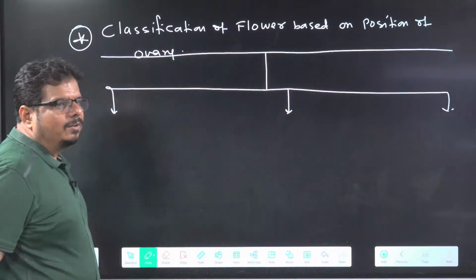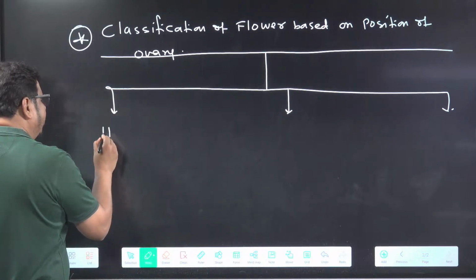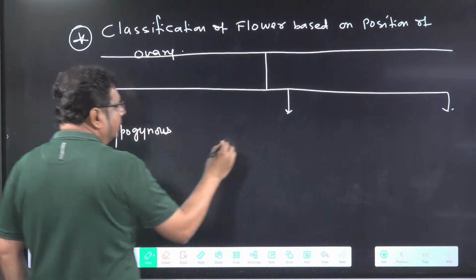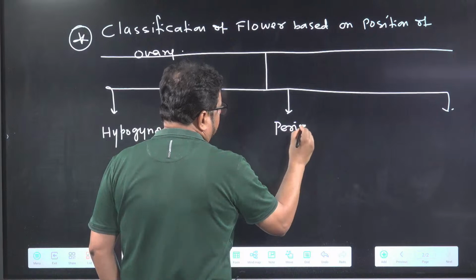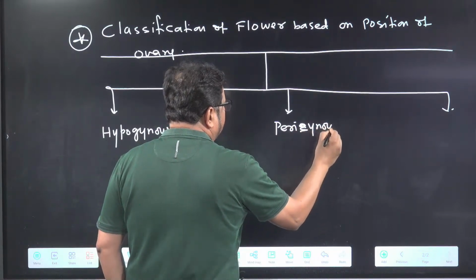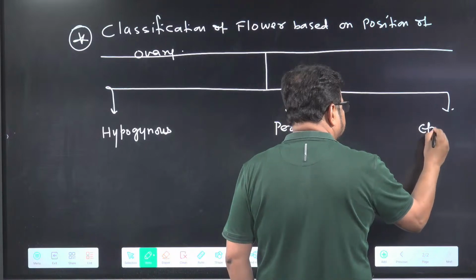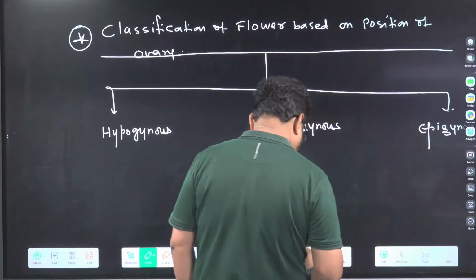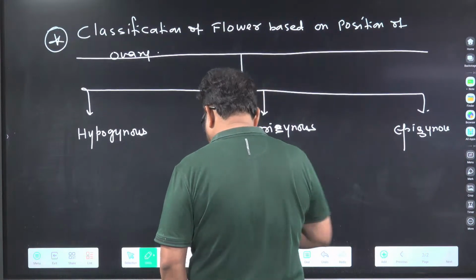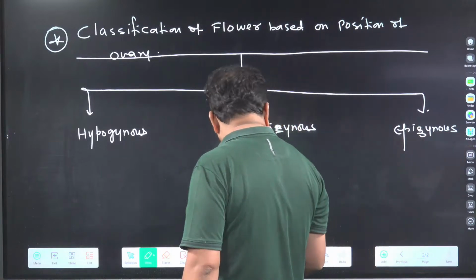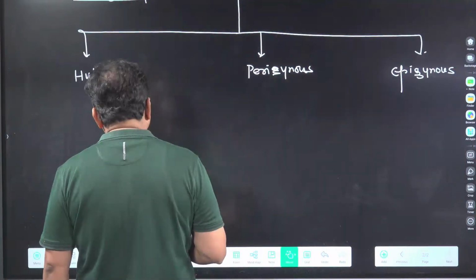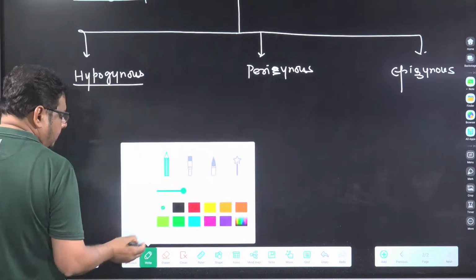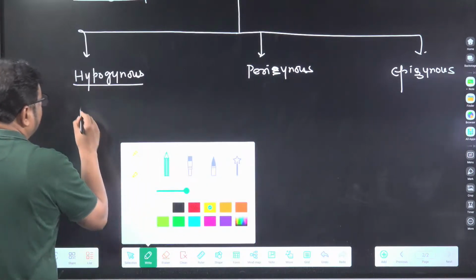So I am dividing into how many categories? Three categories. One is hypogynous. Another one is perigynous. And another one is epigynous. Three types of flower are there. So now we are going to discuss first about which one? Hypogynous condition. So let's talk first about the hypogynous condition. What happens in the hypogynous position?